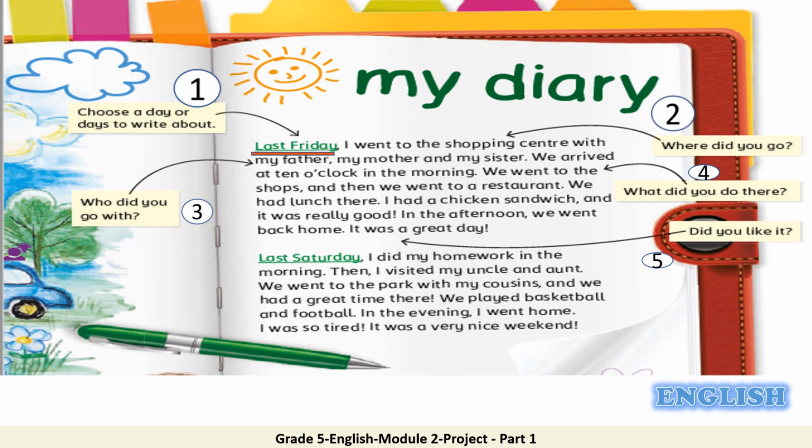2. Where did you go? Here you have to talk about the place where you went. Here Jack went to the shopping center. 3. Who did you go with? Here Jack went with his father, mother, and sister. Here you have to write the name of the people you went with.